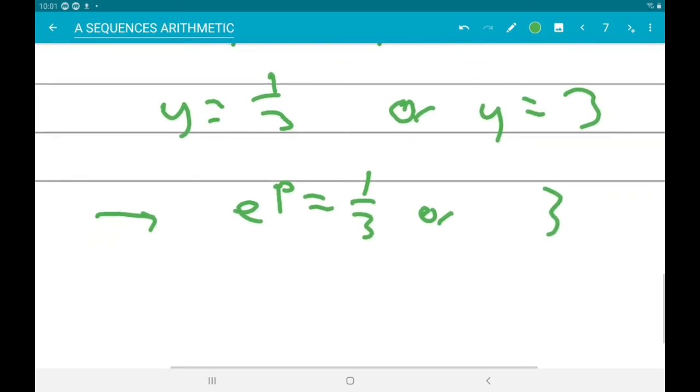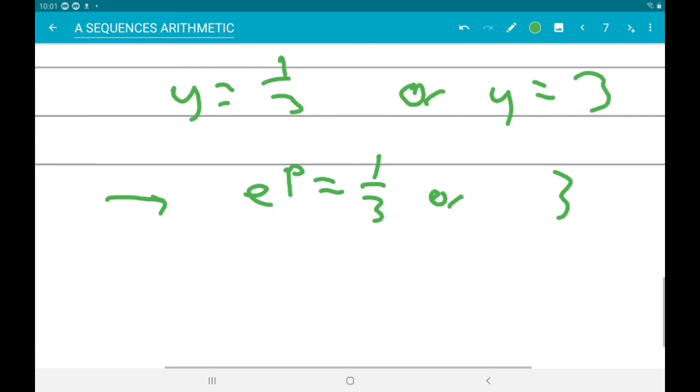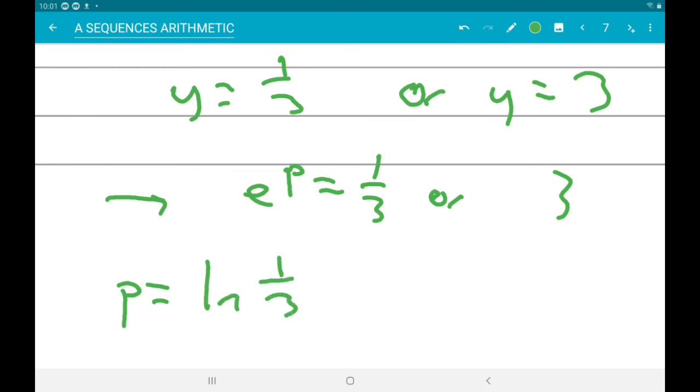So to get rid of the e, we log both sides. So b is log 1/3, or log 3.